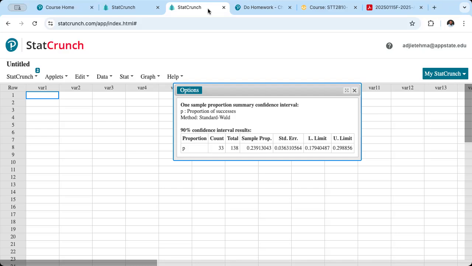Now we are going to look at some examples.